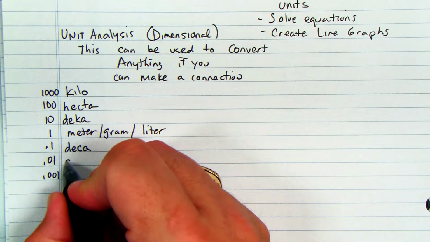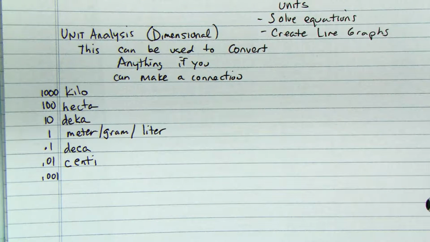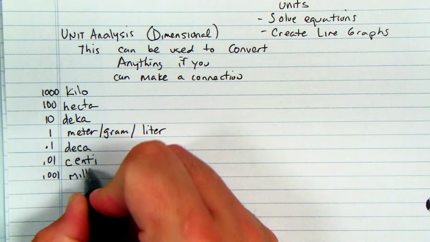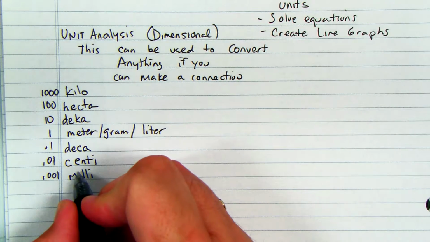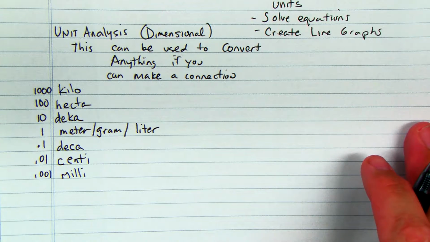So it would be like decigrams, decimeters, deciliters. Then we have centi, but we usually call it centa, like centimeters. It's centimeters. So centi. And then the last one, milli. Oh wait, no, that's not it.